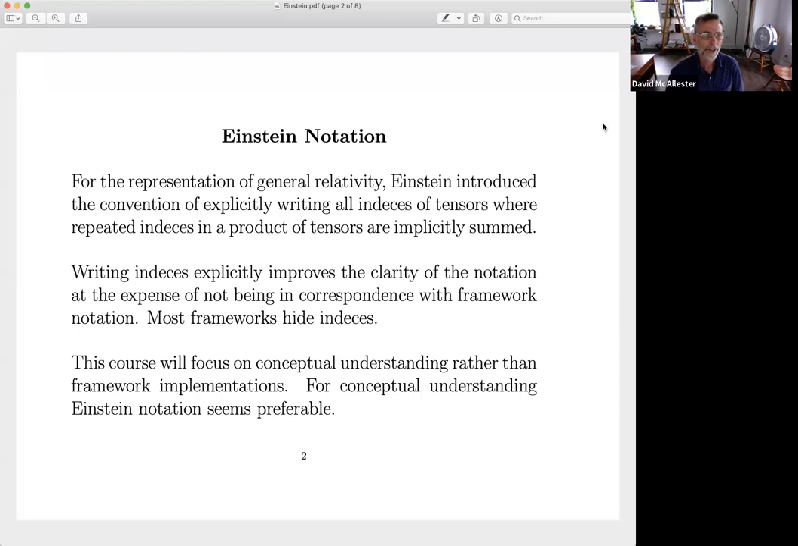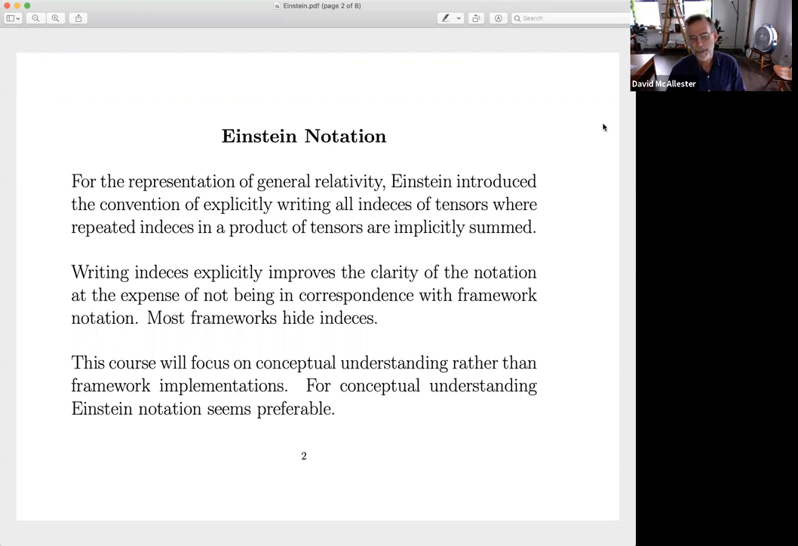So let's get started. Einstein notation was developed by Einstein as part of the notation for general relativity. The basic idea is that we leave all the indices explicit. In general relativity and in deep learning, we're dealing with tensors with many indices, 4, maybe 5 indices. And the notation can get very confusing if we try to use matrix notation.